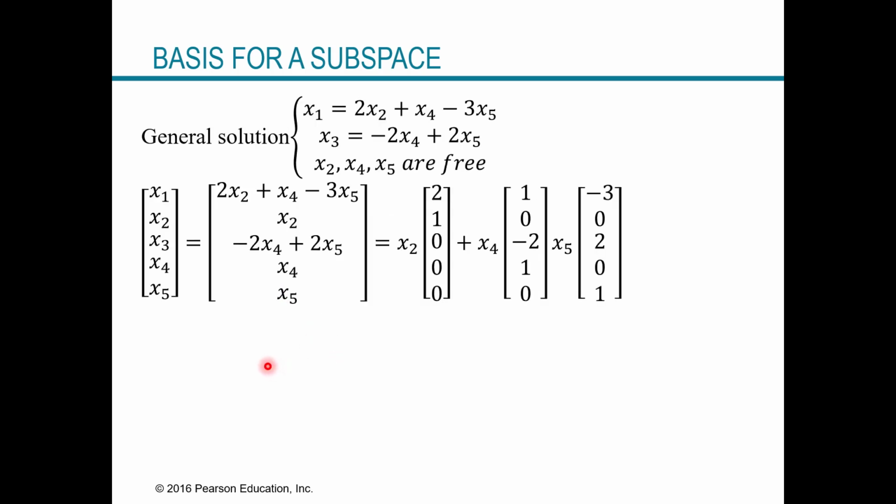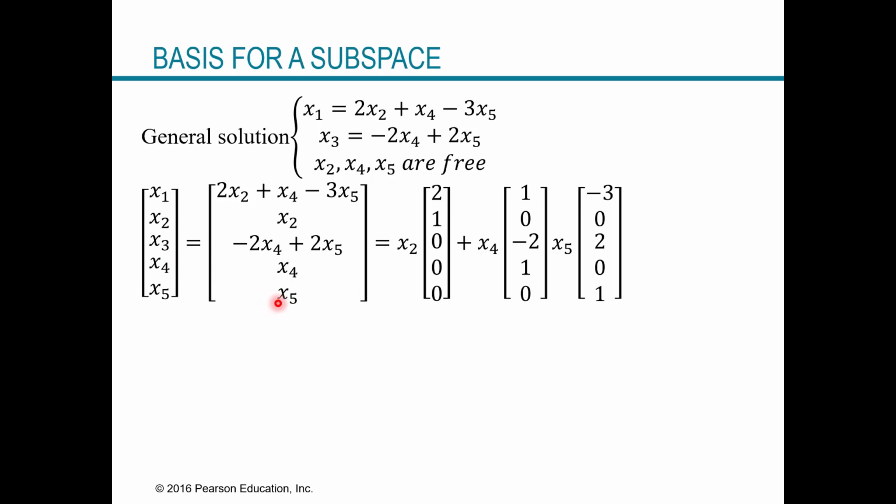Okay, so putting this all together, look what we end up with. If we just take our general solution that we just came up with from our row reduction of our matrix, we have the vector x containing x1 through x5. And then notice what we have here. x1 equals this right here, 2x2 plus x4 minus 3x5, which was equation 1. x2 was free, so it equals itself. x3 equals what we got up here, negative 2x4 plus 2x5. And then x4 equals itself, and x5 equals itself because they're free.